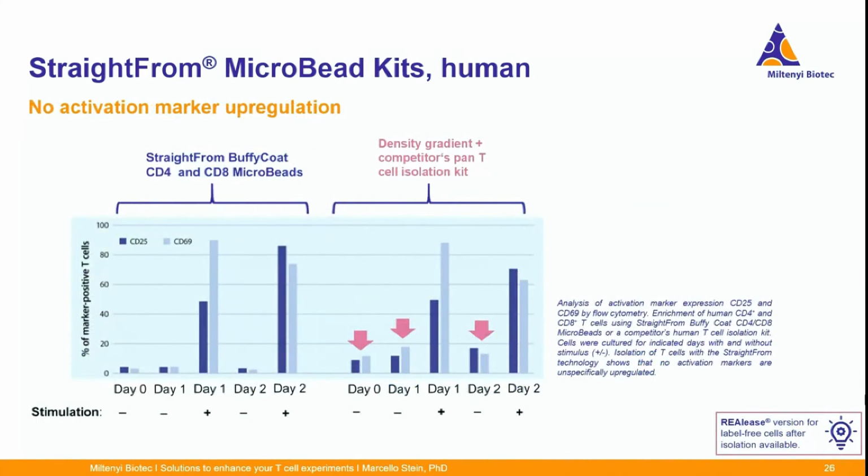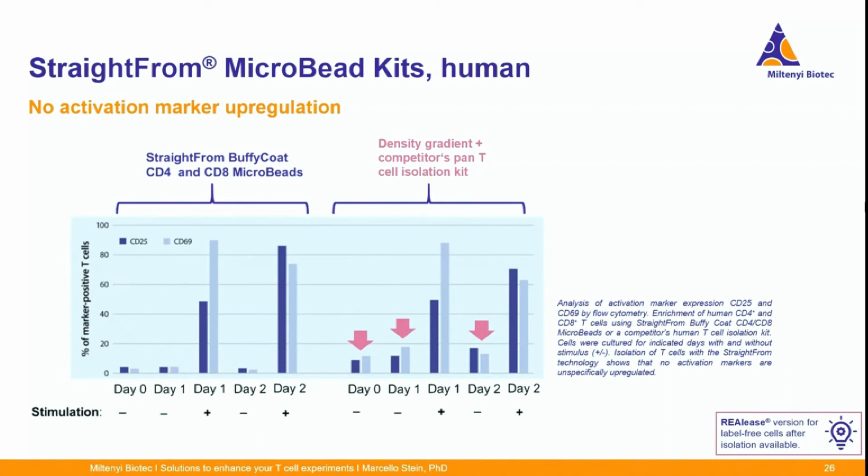This is, of course, also backed up by flow cytometry data and the assessment of activation marker expression after isolation. In this example, CD4 positive and CD8 positive T cells were isolated from buffy coat, either with StraightFrom CD4 CD8 microbeads on the left side, or via density gradient centrifugation to get the PBMCs, followed by a competitor's untouched pan-T cell isolation, like here on the right side.